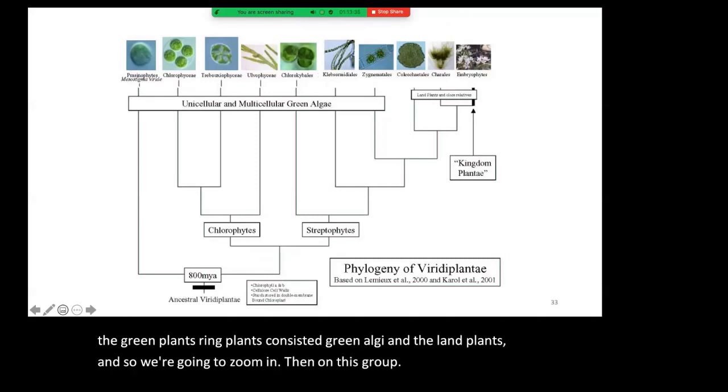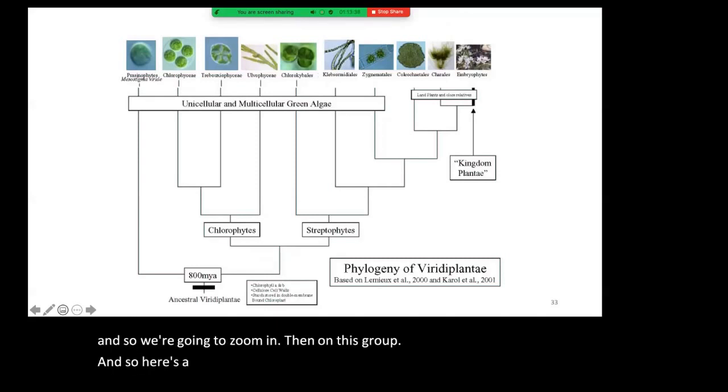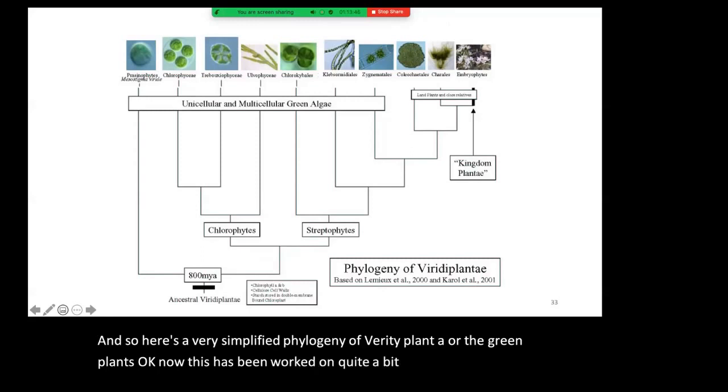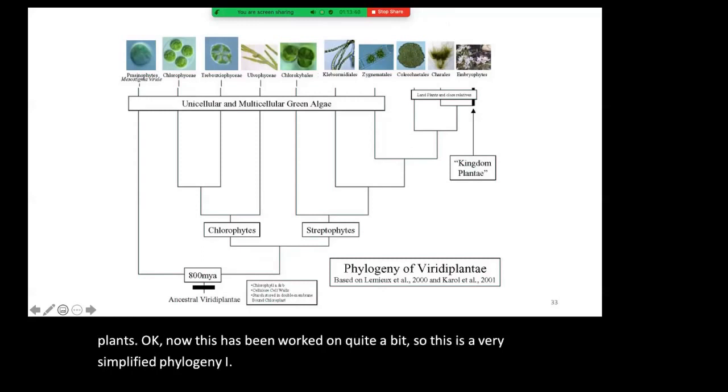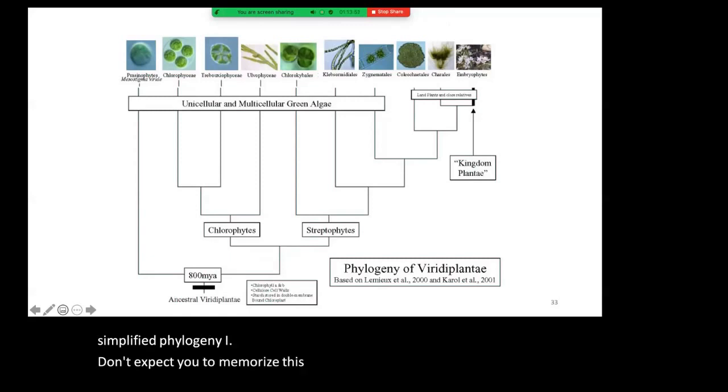And so here's a very simplified phylogeny of the Viridiplantae, or the green plants, okay? Now this has been worked on quite a bit, so this is a very simplified phylogeny. I don't expect you to memorize this phylogeny, okay? But you should know it when you see it, okay?